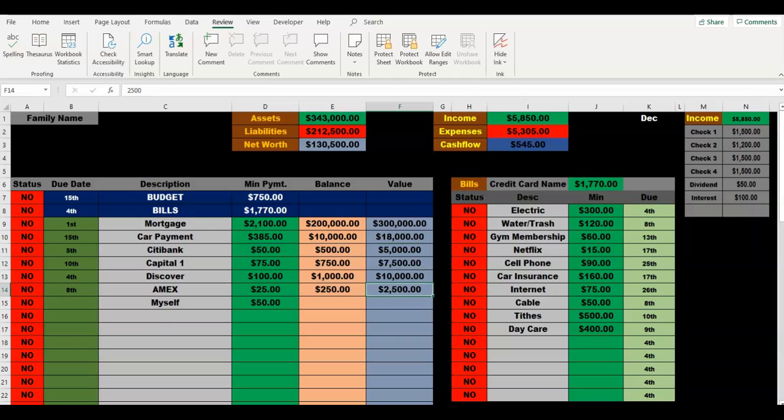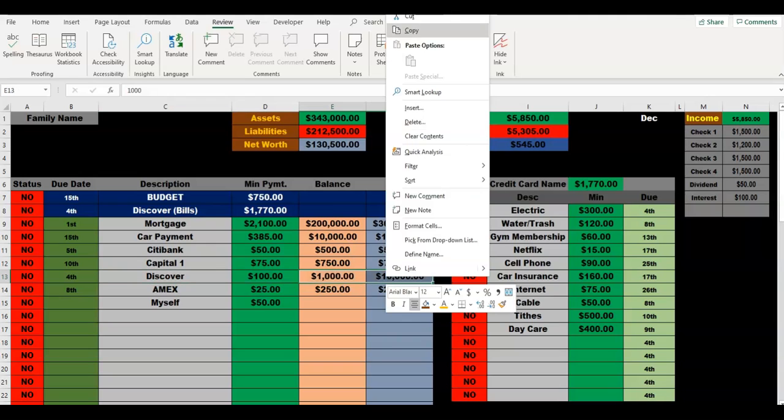Once you figure out that all of your credit cards will work for bills or budget, it doesn't really matter. Then you look at which one gives the best benefits. The best benefits is the Discover card, and you're going to make Discover your bills, your highest one. I always put bills in parentheses because I need to know which one's bills and budget. We can now take this out and move these values up.